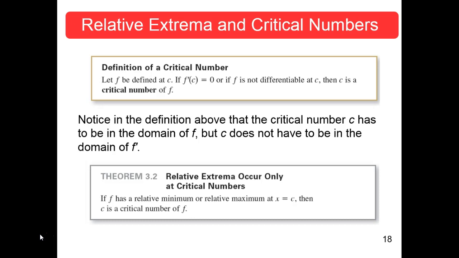So here's Theorem 3.2, which follows pretty quickly. Relative extrema only occur at critical numbers. If f has a relative minimum or a relative maximum at x equals c, then c is a critical number of f. So it's another sort of definition, though it is expressed as a theorem.